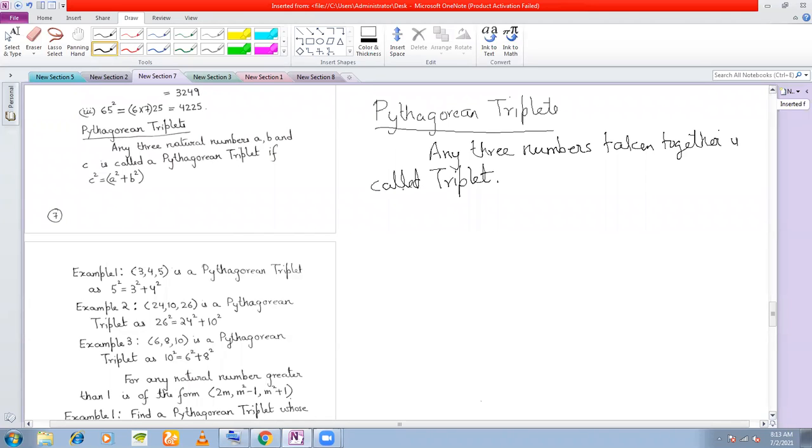Now, what is the Pythagorean triplet? What's so special about Pythagorean triplets? Any three numbers A, B, C, where C square is equal to A square plus B square is called a Pythagorean triplet.